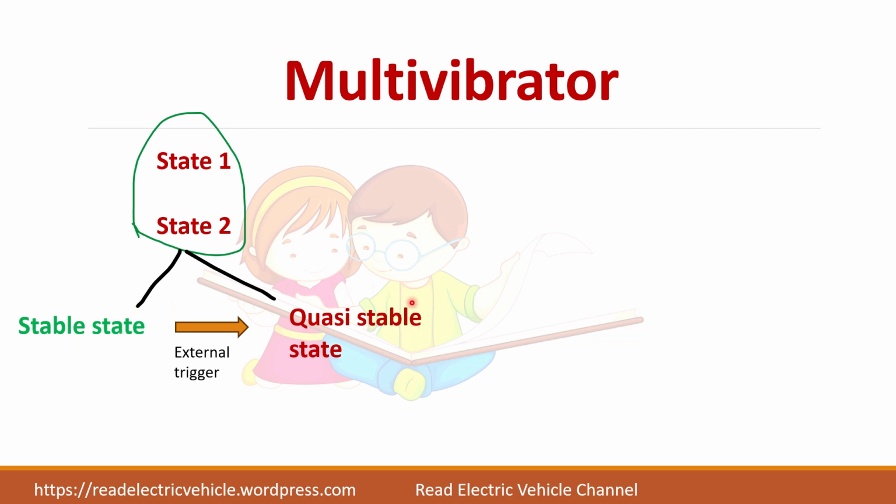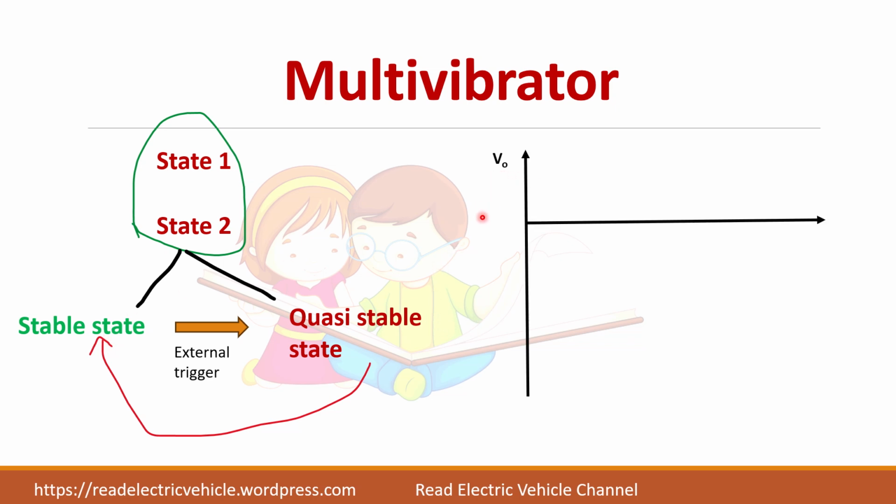But if the output is in a quasi-stable state, quasi-stable means it is like a temporary position. It will be in this state for only a particular period, and after that it automatically changes to another state. Let us see with the waveform. Initially let us assume that the output voltage V0 is in a high position, that is said to be a stable position.